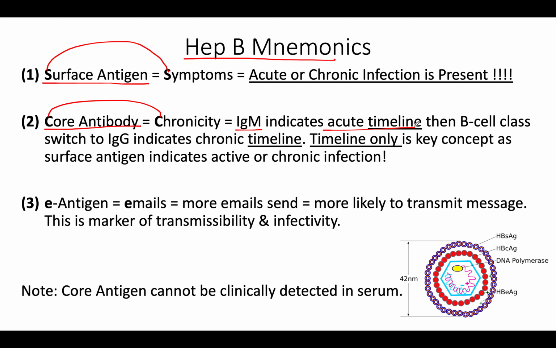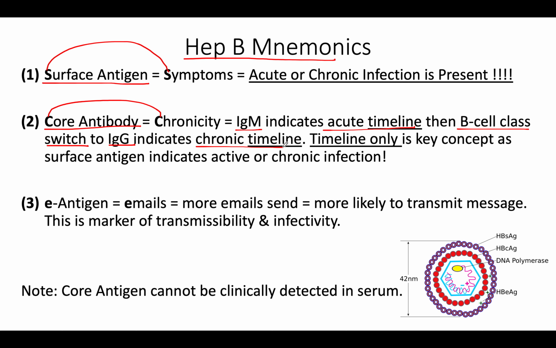But as we know, as B cells get smarter, they undergo somatic hypermutation and affinity maturation and all that jazz. And eventually the B cell class switches to IgG. IgG is a marker of a chronic timeline. That tells you the infection is now chronic. The B cell is no longer creating IgM. The first antibody it produces has got smarter. It has undergone class switching, and now it is producing IgG, okay? So if you have a positive surface antigen in the setting of a positive IgG core antibody, that means that you have a chronic hepatitis B infection.